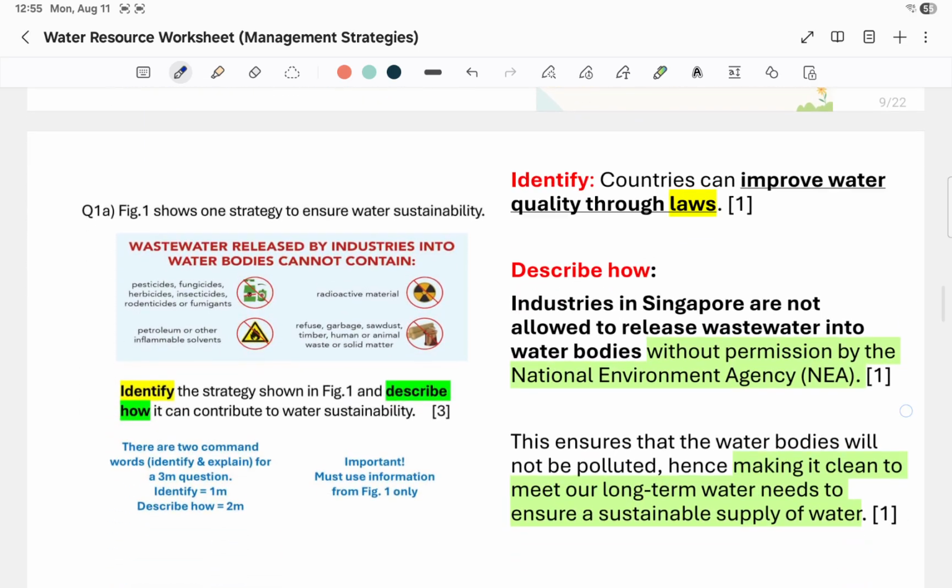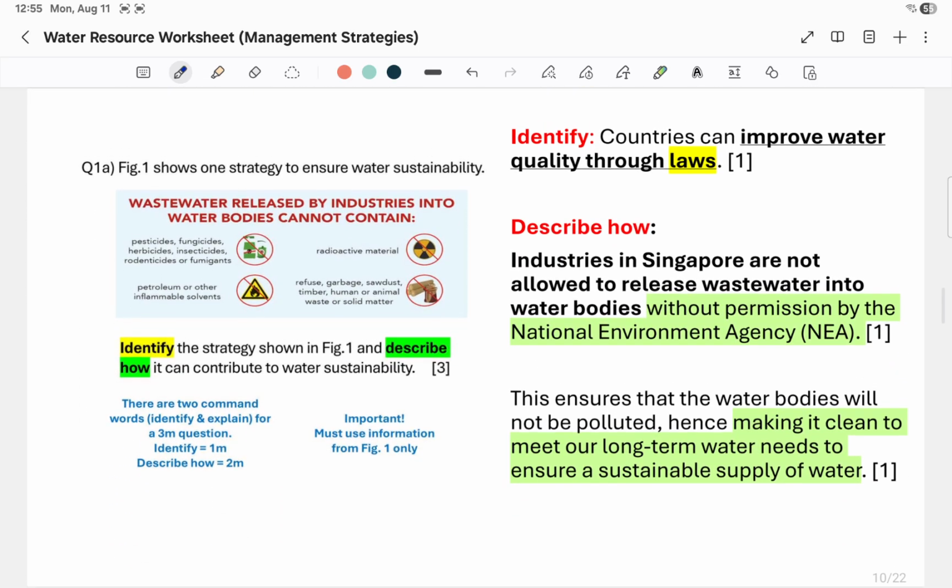So for this question, you can highlight the fact that the countries improve water quality, and how do they do that? The method must be clear. They do this by implementing laws. And what exactly is the law? If you realize that it matches the example you learned about Singapore, the industries in Singapore are not allowed to release wastewater into the water bodies without permission from NEA.